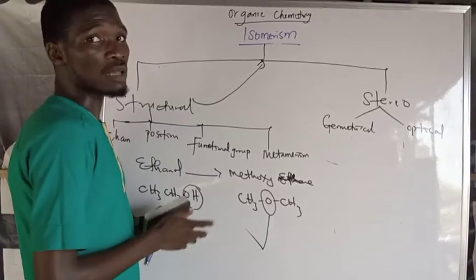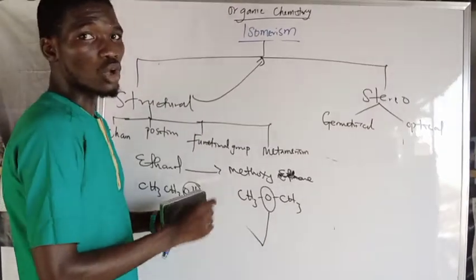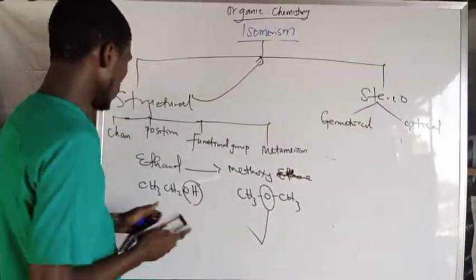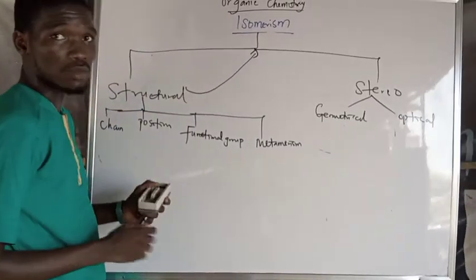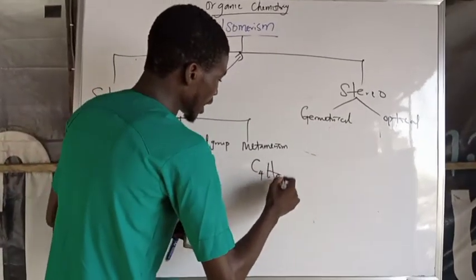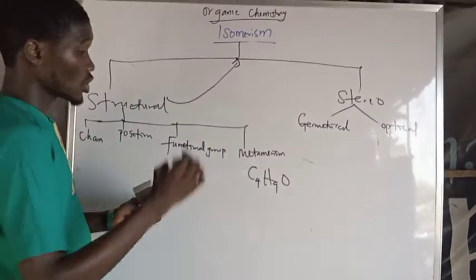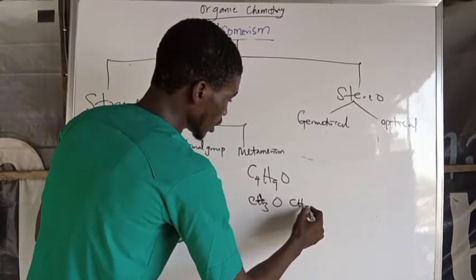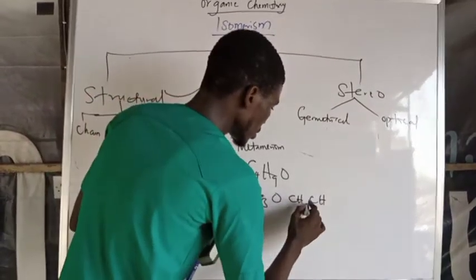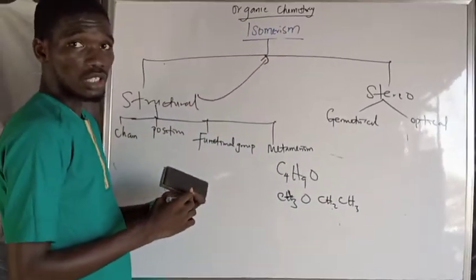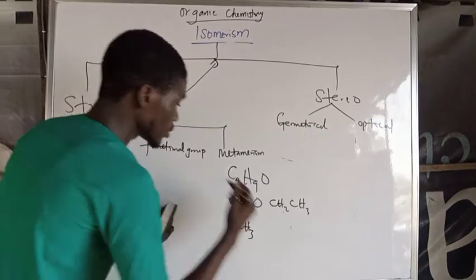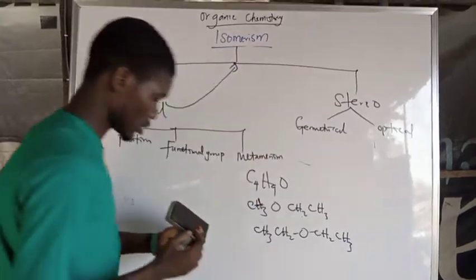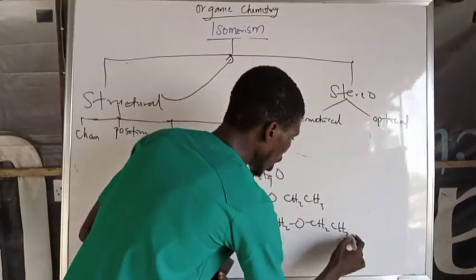The last one under structural isomerism, we call it metamerism. They have the same molecular formula and functional group, but the alkyl groups that surround it change. Example of metamerism, we have C4H10O, then we have oxygen. The first formula is CH3, O, CH2, CH2, CH3. Then the second one, we have CH3, CH2, O, CH2, CH3.